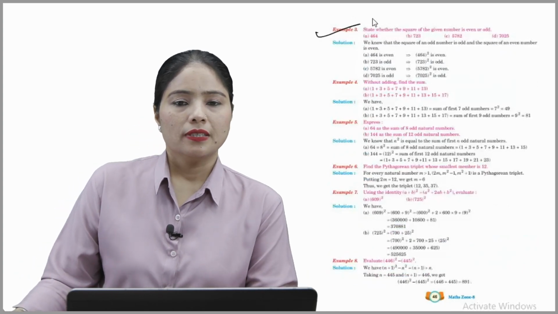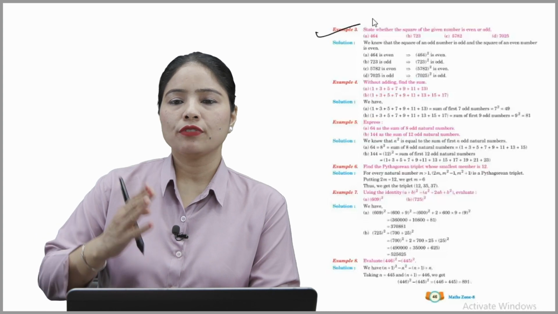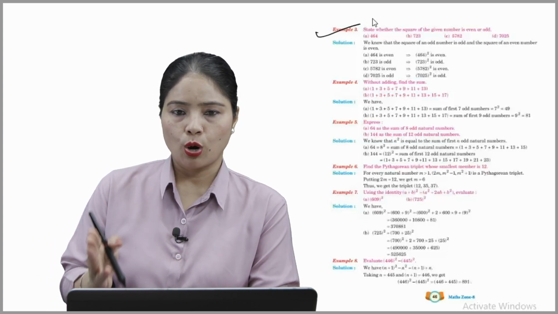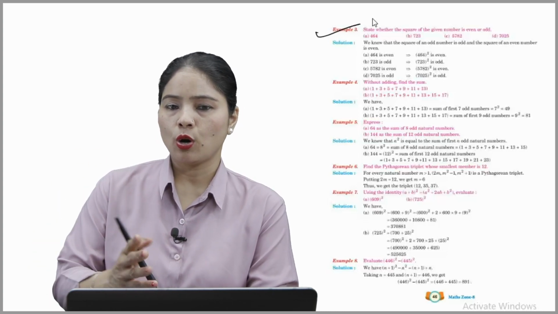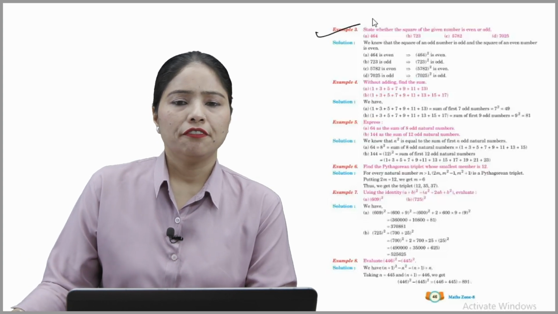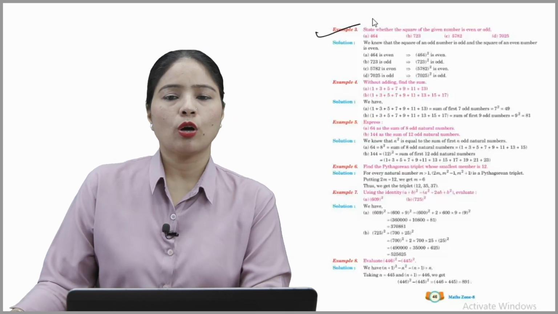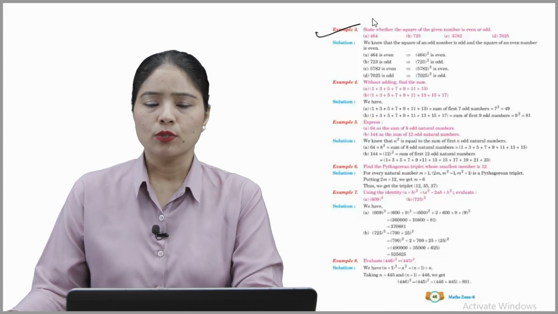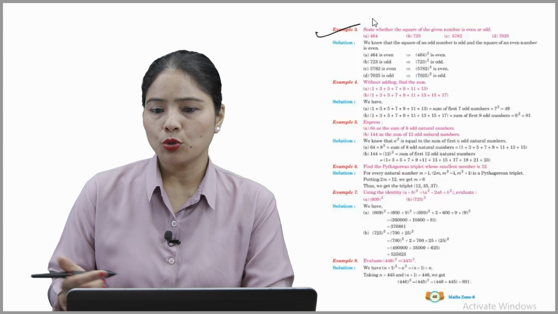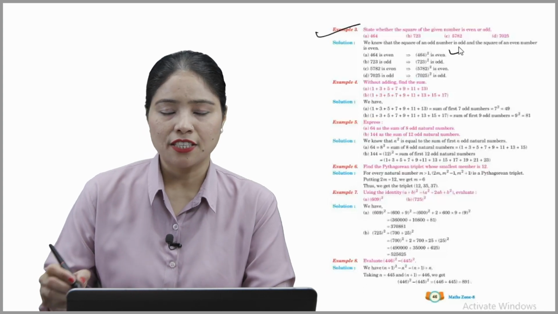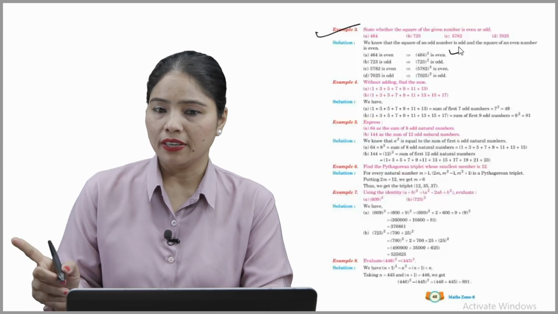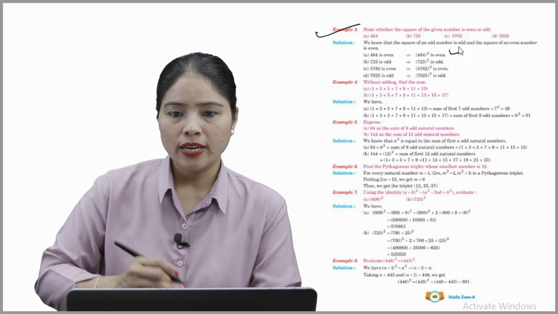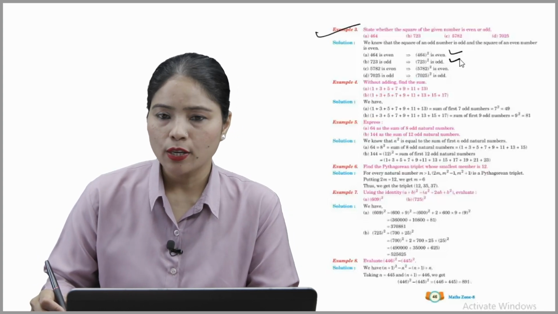Example 3. State whether the square of the given number is even or odd. अब हमने देखना है ये even है कि odd है. Solution. We know that the square of an odd number is odd and the square of an even number is even. So 464 even है तो ये हमारा क्या हो जाएगा? 464 स्क्वायर जो होगा even. 723 odd है तो इसका स्क्वायर भी odd होगा.